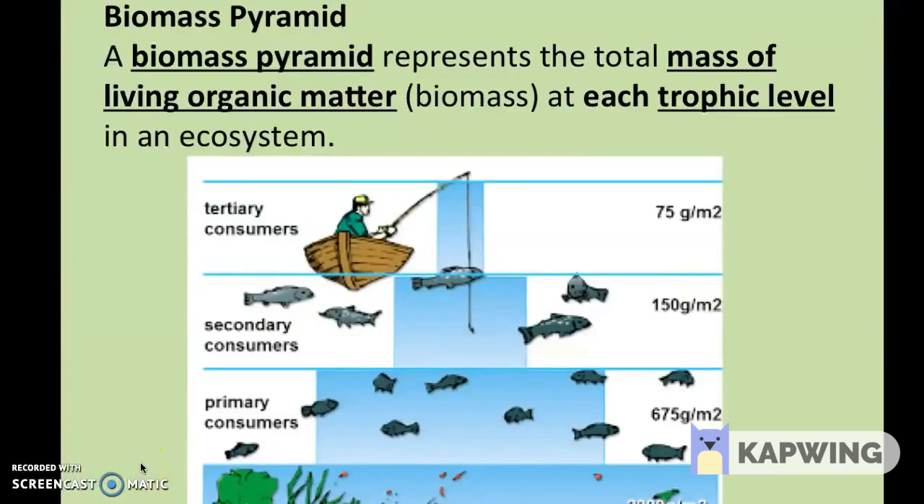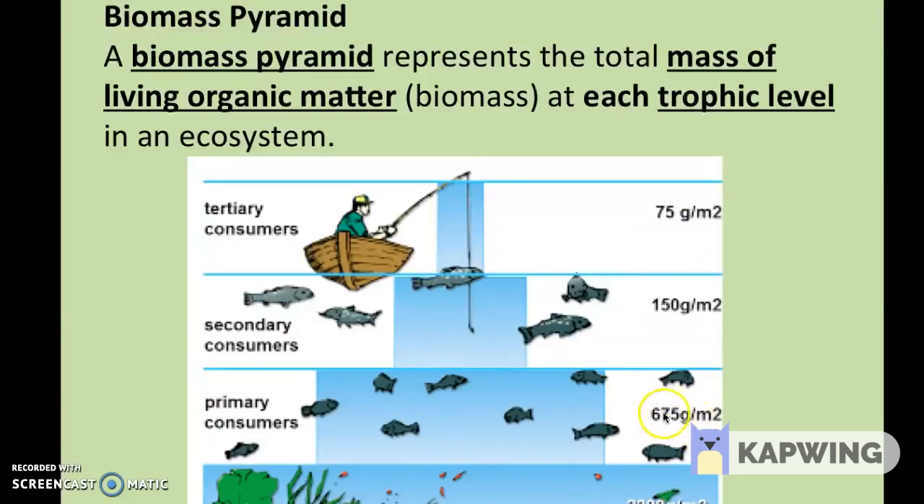And then the last one is a biomass pyramid. Bio! So what's bio mean? Bio means life. So a biomass pyramid is going to represent the total mass of the living organic matter, or recently living organic matter. So that is looking at each trophic level in the ecosystem. So in this biomass pyramid, the bottom one, we have our producers, and that's approximately 3,000 grams per meter squared. Looks like it's 2,880 exactly. So the primary consumers, the fish that we have here, 675 grams per meter squared.